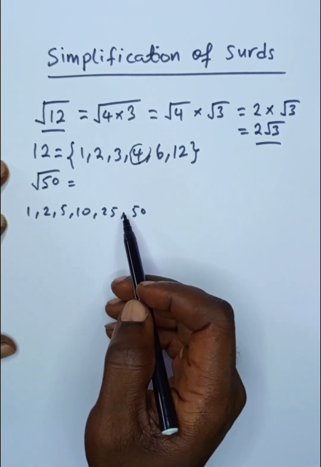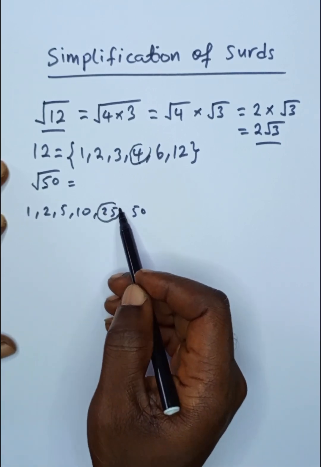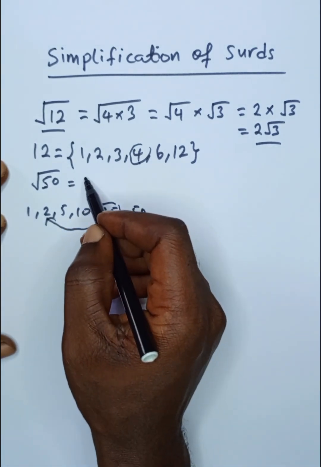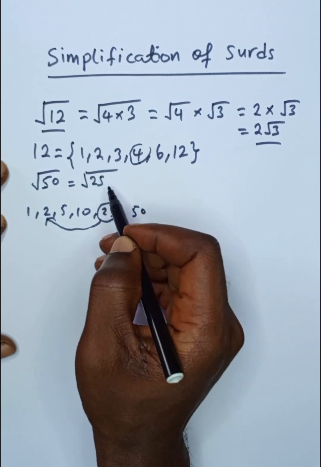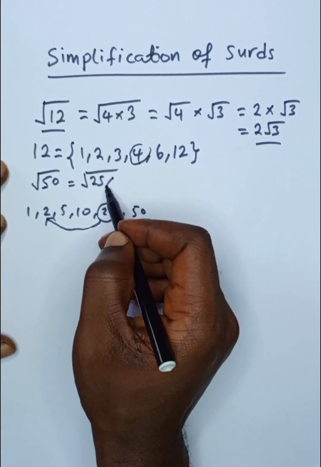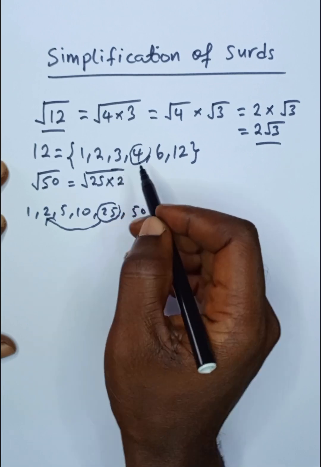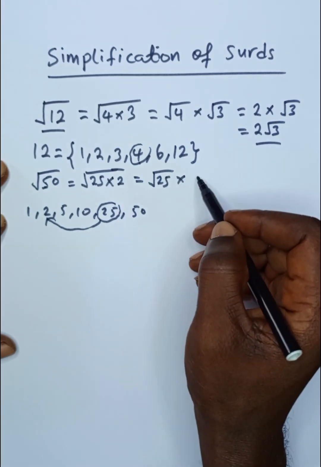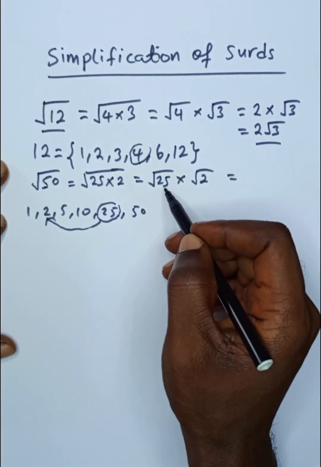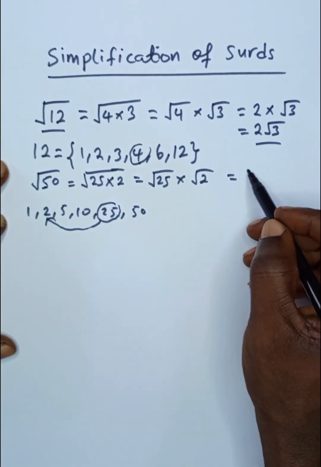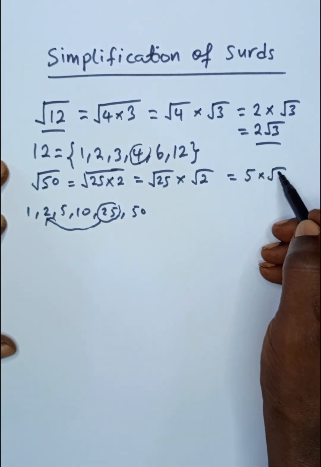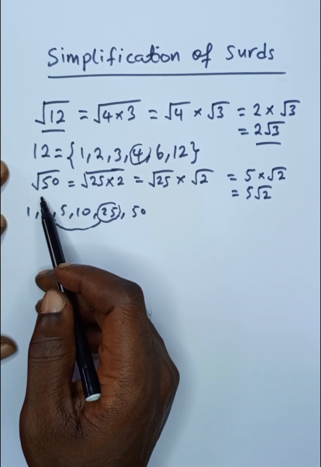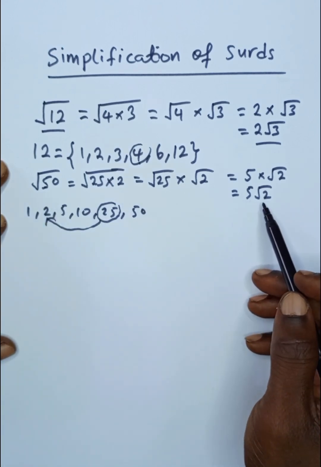But this one has only one perfect square, which is 25. So we pick the 25 and multiply by 2 to get the 50. So square root of 50 is equal to square root of 25, which is the highest perfect square, times the 2, which will give us square root of 25 times square root of 2. Since 25 is a perfect square, square root of 25 gives 5 times root 2. Now we have 5 root 2. It means that when you simplify root 50, you will get 5 root 2.